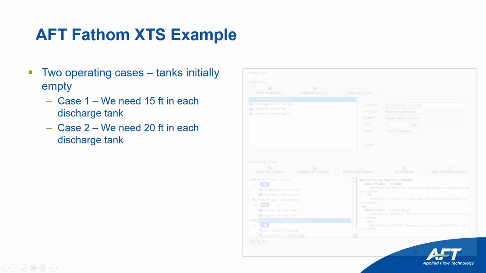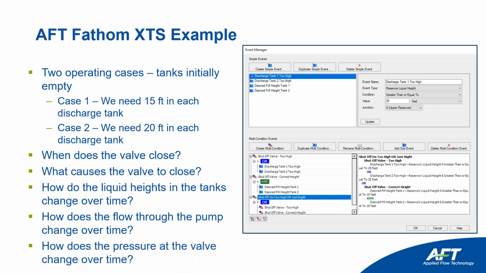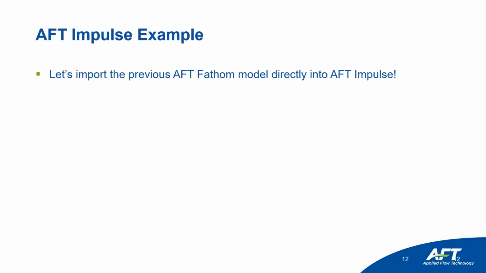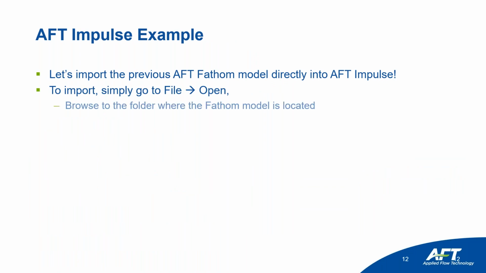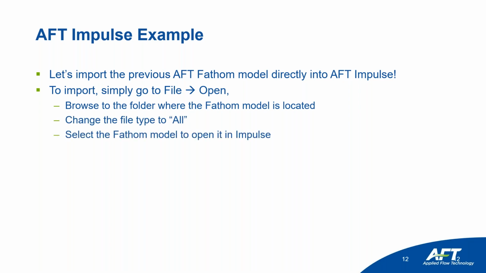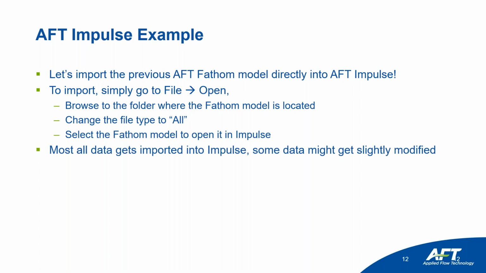So we know all of that information. Now that we've done our XTS over the long period of time, figuring out how long it takes those tanks to fill up, we want to do our Impulse example now. So for Impulse, we're going to import the Fathom model into Impulse. In order to import, you just go to the File menu and then click Open, browse to the folder where your Fathom model is located, change the file type to All, and select the Fathom model to open it in Impulse. The majority of all your data is going to immediately get transferred.